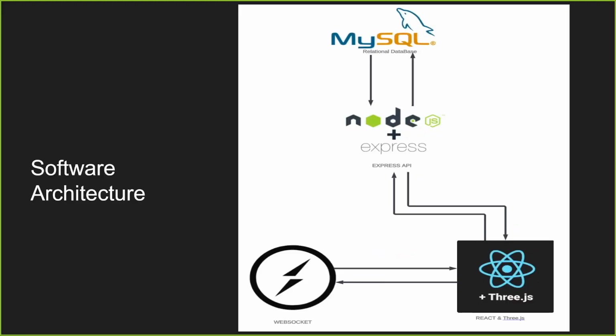So this is what our software architecture looks like. At the very top, we have our MySQL relational database. What talks to our database is our backend API, which is composed of Node.js and Express. Talking to that same API, we have our front end that consists of React and Three.js. And what handles the multiplayer aspect of the game is Socket.io, which is what talks to our front end.